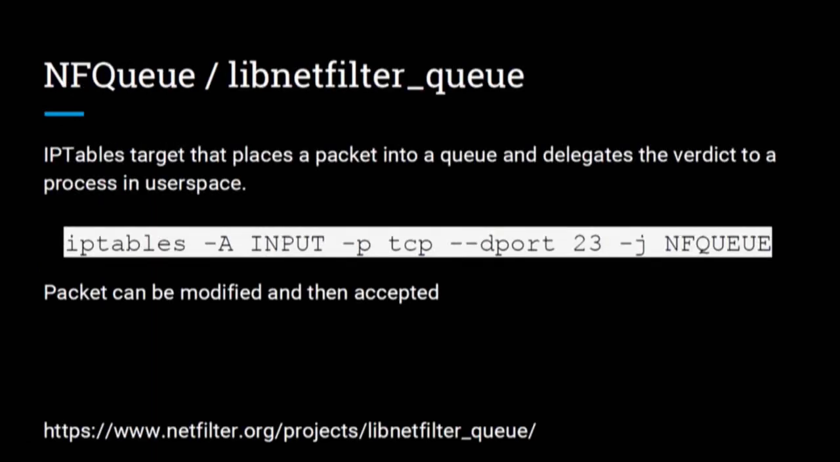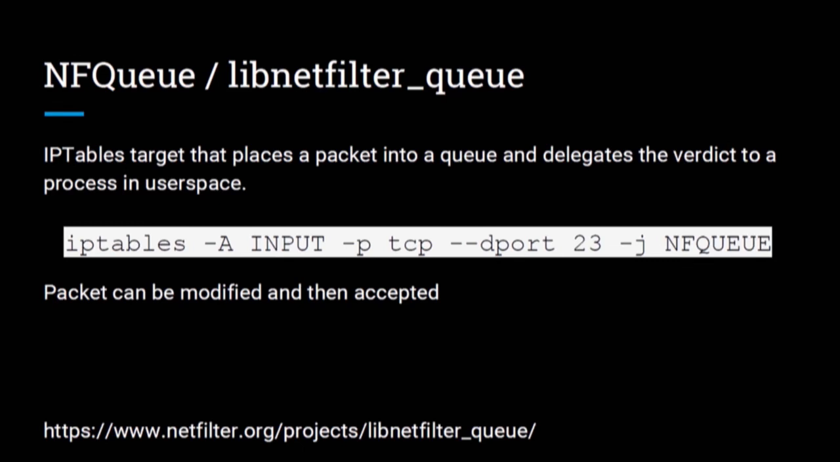All right. So another tool we're going to use is NFQ and libnetfilter_queue. NFQ is an iptables target that basically, instead of accepting, dropping, or rejecting a packet, allows you to throw it into a queue. And that queue is then accessible from user space. You can have a program in user space examine that packet, make the routing decision, and pass it back down to the kernel. You can also modify that packet before it's accepted.